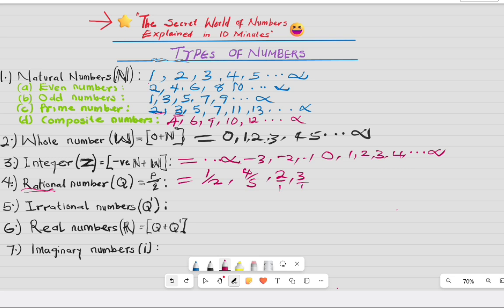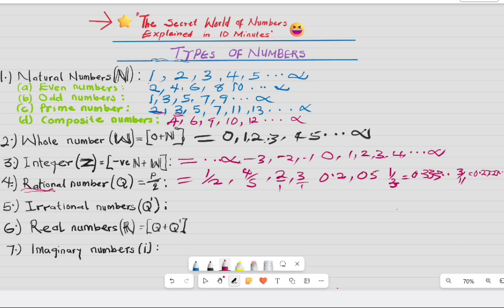So we still have some numbers like terminating decimals, which are like 0.2, 0.5, all are included in rational numbers. Non-terminating decimals are numbers like 1/3, which will give you 0.333 recurring. Then we still have something like 3/11, which will give you 0.272727 continuously. These are under rational numbers.